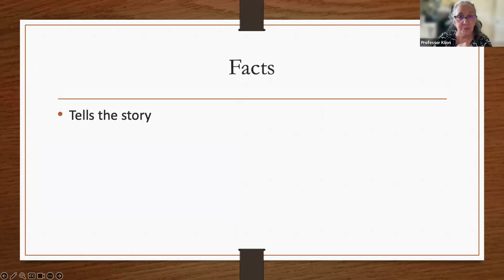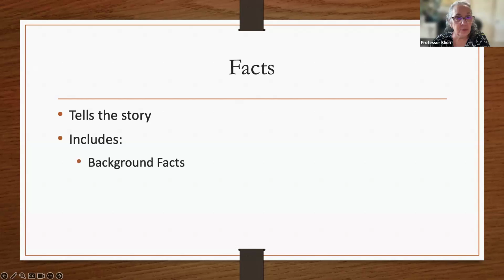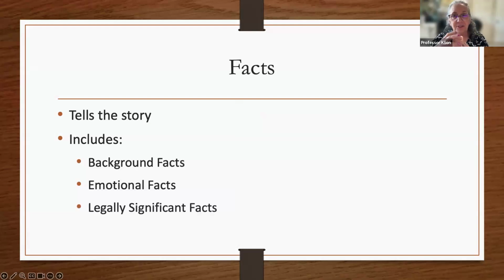After the short answer comes your facts. Here you tell your story. Tell the story of what happened. Telling the story includes three different kinds of facts: background facts, emotional facts, and legally significant facts. Background facts is what the reader needs to know to understand what happened before and why that was bad.